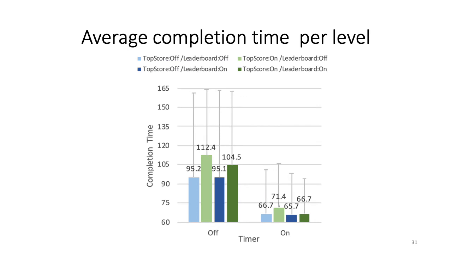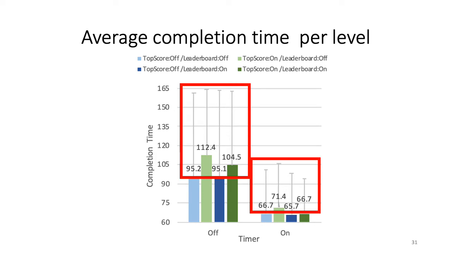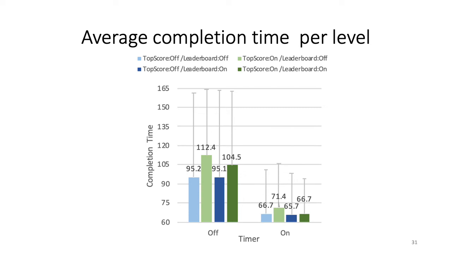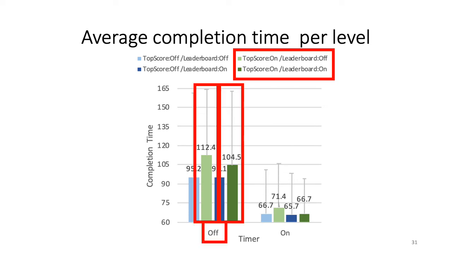We also look at the average completion time per level. We can clearly observe that the average completion times were considerably lower whenever the timer was present. The variability of completion time is also much higher when the timer is absent, as demonstrated by the standard deviations, which are approximately twice as large compared with the ones of the timer on group. Mean completion times are very similar between all four possible conditions when the timer is present. However, the completion times are significantly higher when the top score is on and the timer is off, which indicates that the players are taking more time in those conditions as they try to reach or beat the top score.